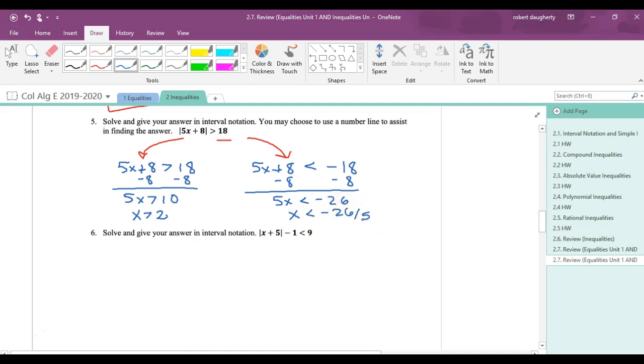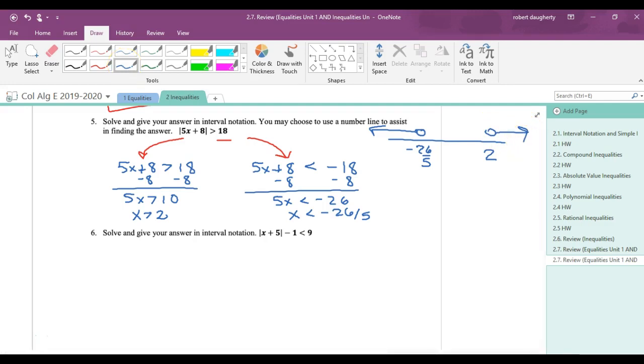Now, on a number line, which of those numbers is smaller? That's negative 26 over 5, and we've got 2. What does it mean to be less than negative 26 over 5? That's this condition. What does it mean to be greater than 2? That's the condition you see here. I'm looking at two intervals.